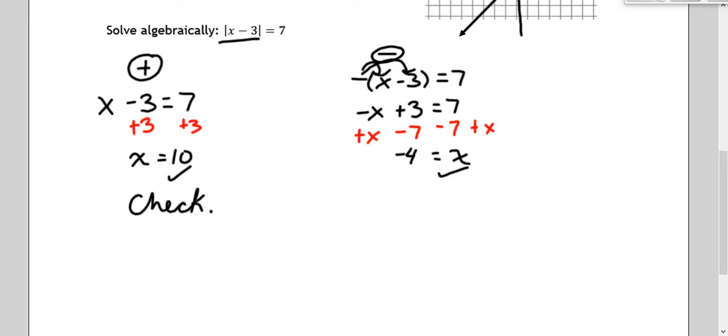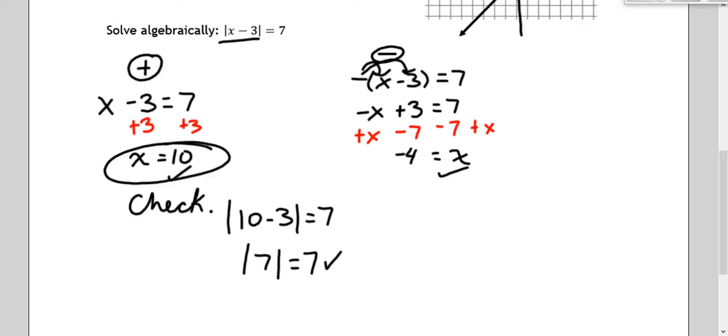This subs into the original equation. So if I go the absolute value of 10 minus 3 is equal to 7, is the absolute value of 7 equal to 7? Yes, it is. So this is a good solution, and we put a circle around it because that's a fact.